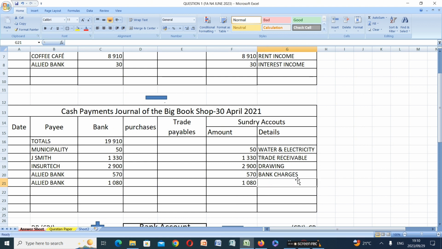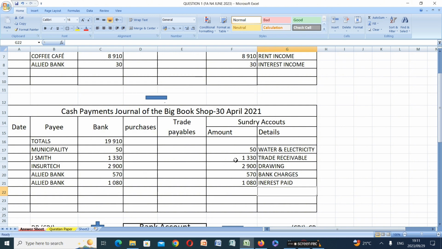This is what? Interest paid. Interest. So interest paid, we paid interest to who? We paid interest to the bank. Yes. Interest paid, or interest on overdraft. So this is the amount we paid on there. This is the interest paid on that negative amount, the bank overdraft.